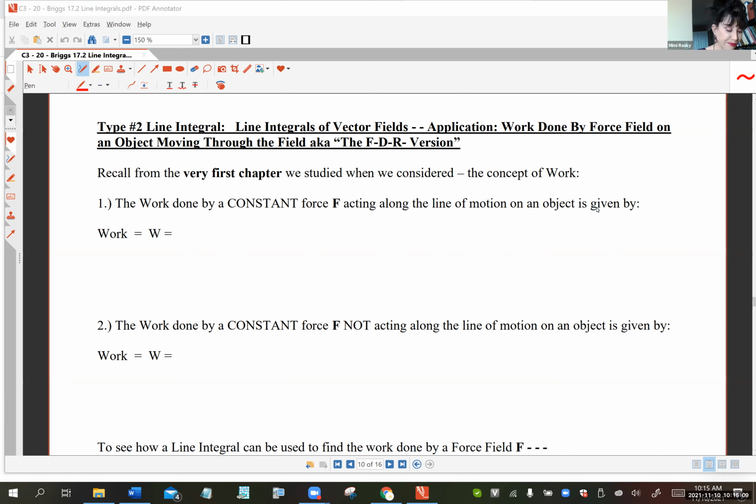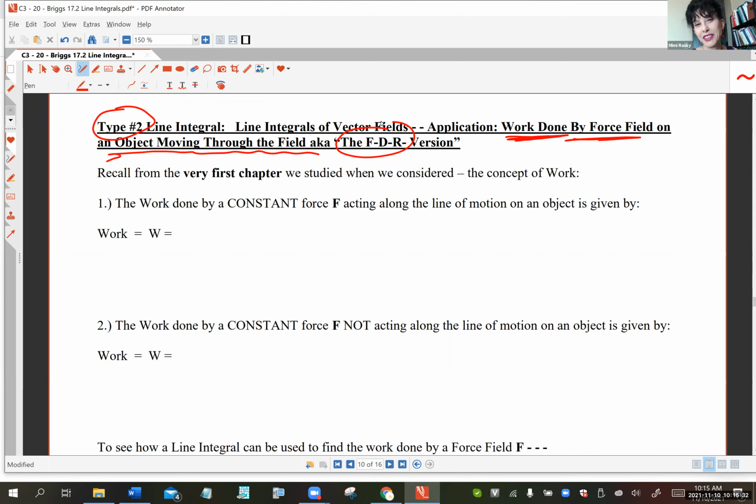The next two types we're going to look at today both have to do with vector fields, okay? So this next one, I call it type 2. The book doesn't call it type 2, okay? This is Professor Rasky talk, okay? But the application is it's used to find the work done by a force field on an object as it moves through the field. Now, I call this the FDR version, and again, you won't find this in a textbook. You'll see in a moment why I call it the FDR version. It has nothing to do with FDR, the president with the initials FDR, Franklin Delano Roosevelt.